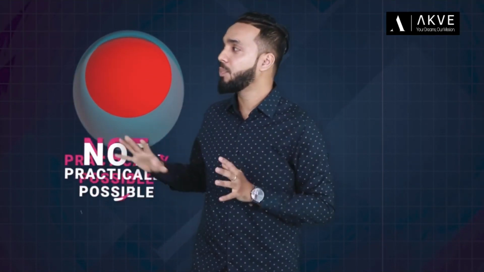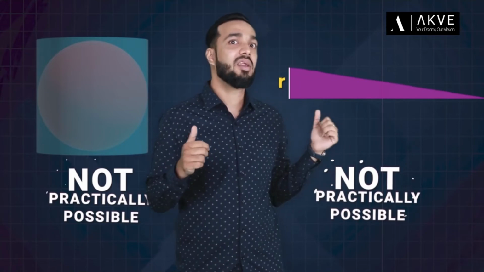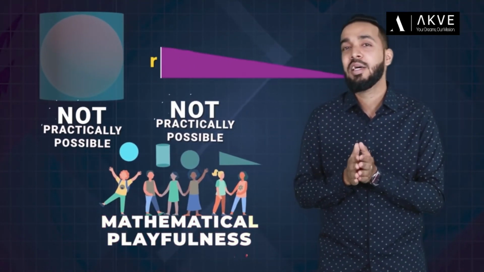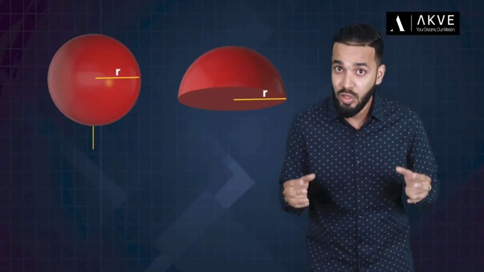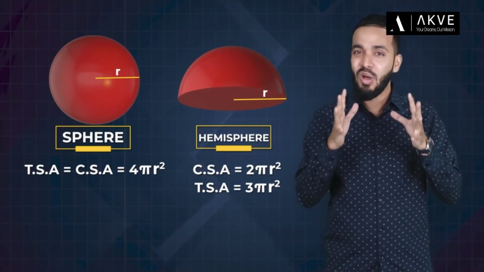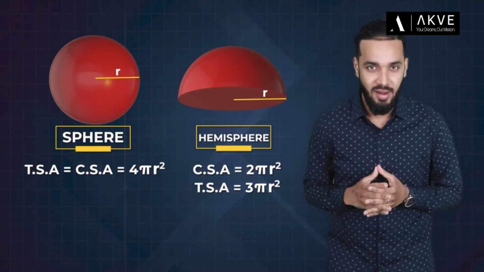However, you must remember that we can't really cut open the surface of a sphere and make a cylinder out of it. Neither can we unwrap a circle and make a triangle without changing the area. We just did it in mathematical playfulness so that we can visualize how the formula works. And now that we know the formula, what's the next logical step? To use it and solve problems, right? So in the next video, we'll be doing just that. For now, let's quickly summarize and I'll see you in the next one.